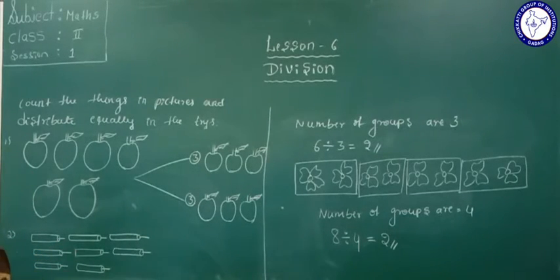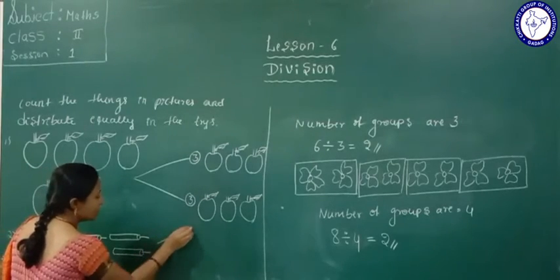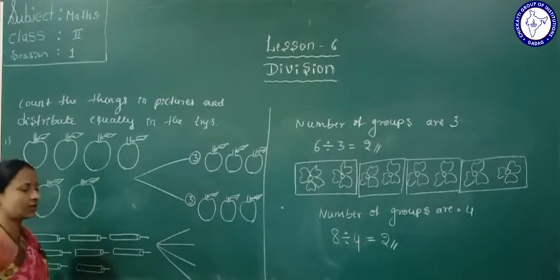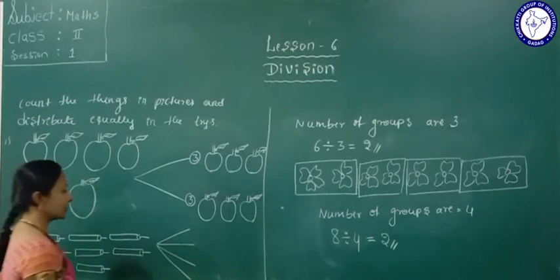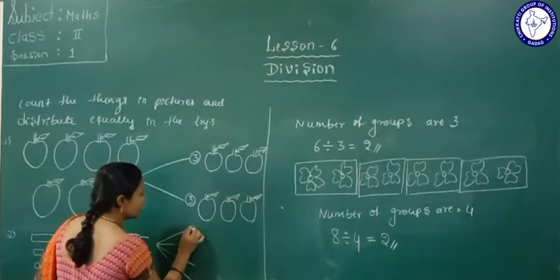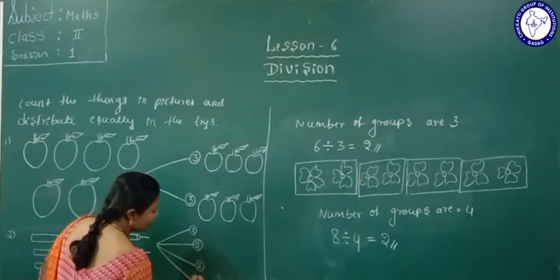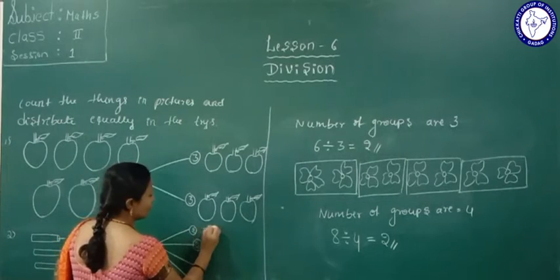So how many groups do we make now? 1, 2, 3 and 4. Totally we make 4 groups. Okay, in each group how many will we distribute? 2, 2 and 2 candles in one group.